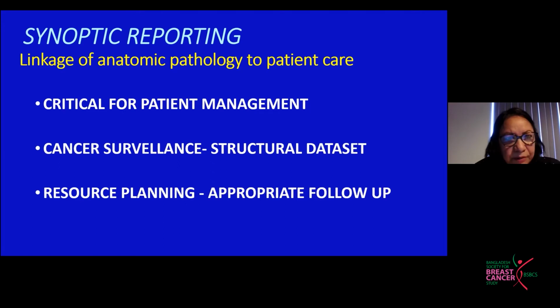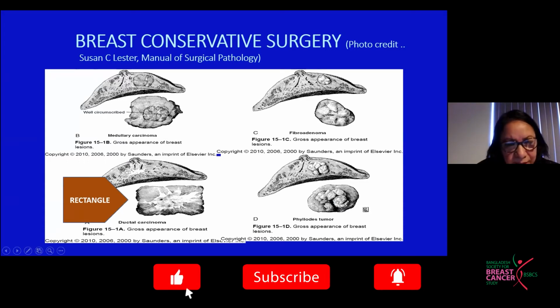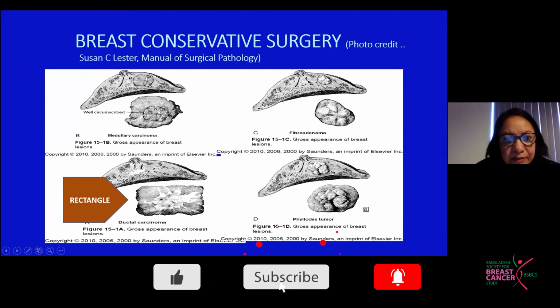Now this picture shows that most of the cases we are getting nowadays are breast conservation surgeries, mostly post-neoadjuvant chemotherapy cases. So whatever the shape of the specimen is, whether it is rounded, irregular or oval, we just visualize the specimen as a rectangle, as shown in this picture. This is our visualization, whatever the shape of the specimen. We have to visualize it as a rectangle having 6 faces.